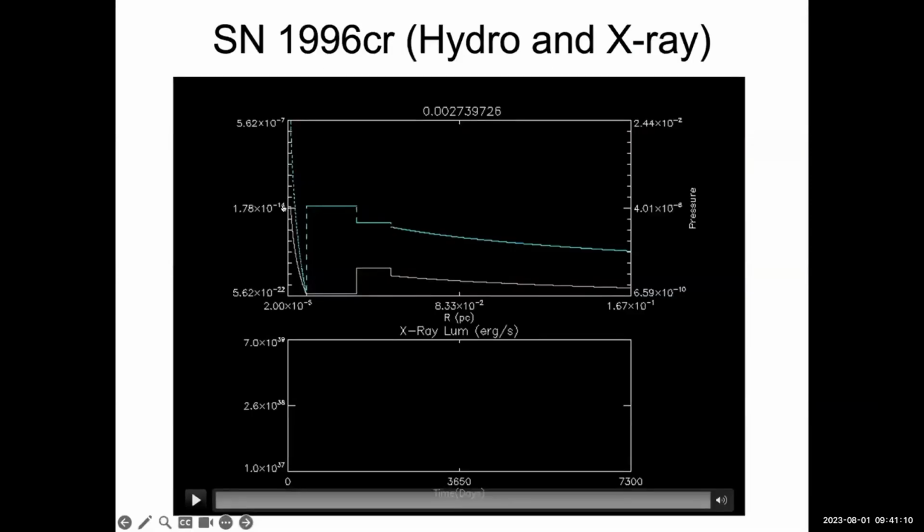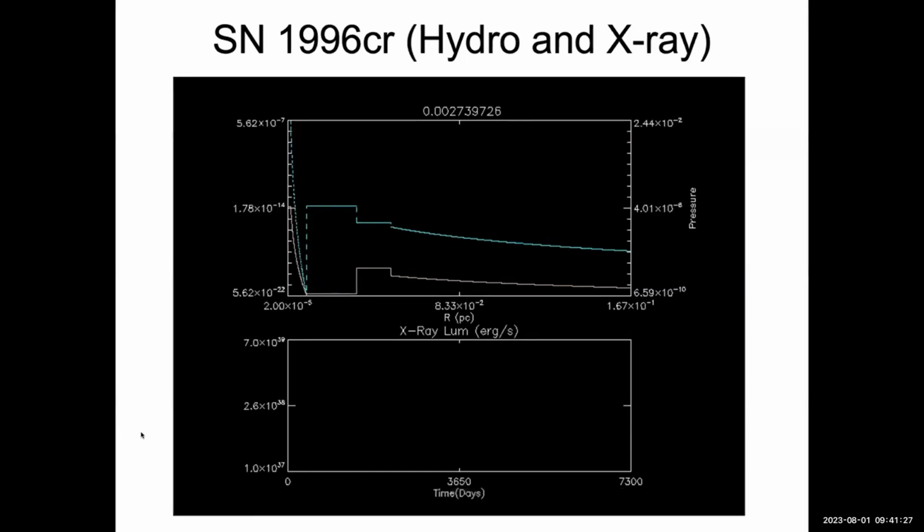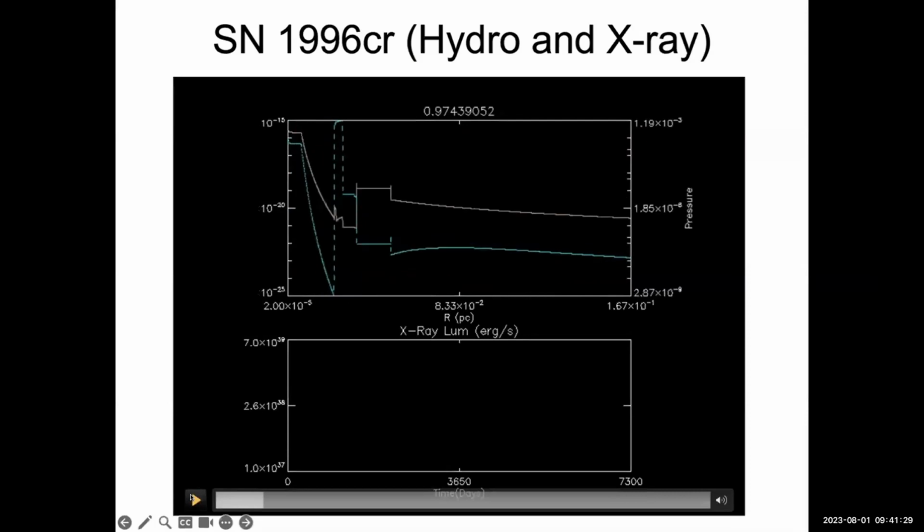So if you can see this animation, the white is the density and the blue is the pressure. In the lower plot, you're going to see two curves. The top curve will be the 2 to 8 keV X-ray luminosity. The bottom curve will be the 0.5 to 2 keV X-ray luminosity. So if we let it run, and I stop it here, you can see there's a forward shock and a reverse shock and a contact discontinuity, as you would expect. At the moment, you see no X-rays just because they are at a very low level.